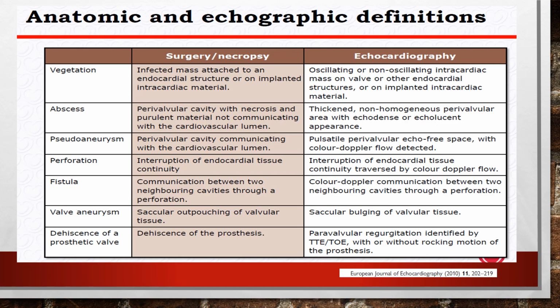Perforation is an interruption of endocardial tissue continuity, and it is usually detected by color Doppler flow, although you may see 2D gaps. Fistula is a communication between two neighboring cavities through a perforation. So a color Doppler communication between two neighboring cavities through a perforation is what you see in echo. Valve aneurysm is a saccular outpouching of the valvular tissue, and that's what you see in an echo. Then the dehiscence of the prosthesis, when you have paravalvular regurgitation identified by TEE, is either associated with rocking motion or no rocking motion.